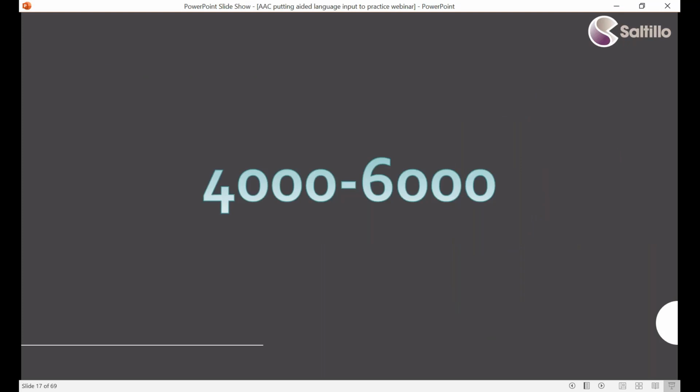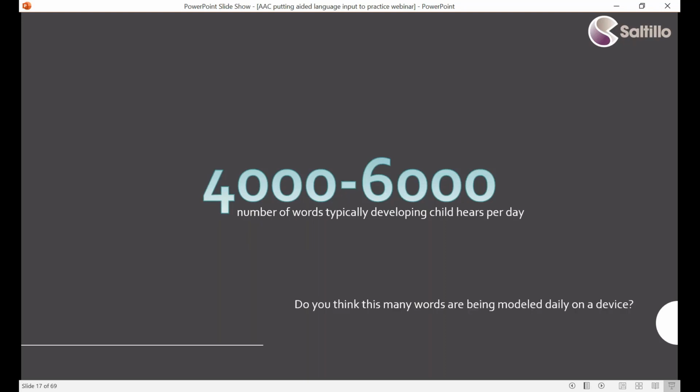Okay, so for the next few slides, I'm going to throw some numbers out at you. These numbers, I believe, are also in your handout just to refer back to, but just to see what we're working with here. The first one is 4,000 to 6,000, and these are the number of words typically developing children hear per day. So thinking about our verbal kiddos, that's how many they hear per day. So thinking about our people who use AAC, do we think that we're modeling this many words on the device on a daily basis? I'm going to guess probably not, and I would definitely not strive for this as a goal, but it does put it in perspective that when we think about how typically developing kiddos learn language, trying to mirror that to AAC is quite a task.